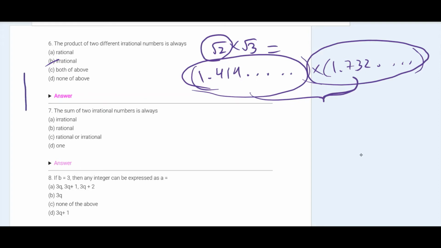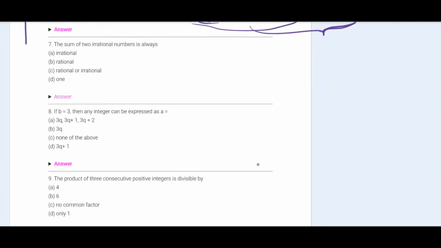Coming to 7th question. The sum of two irrational numbers is always. Again the same question, it's an irrational number.